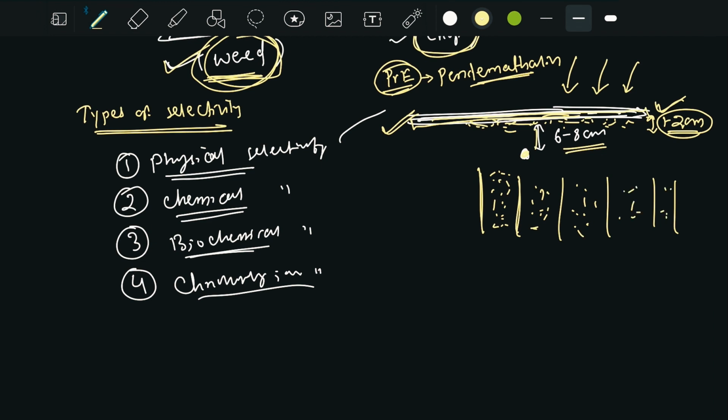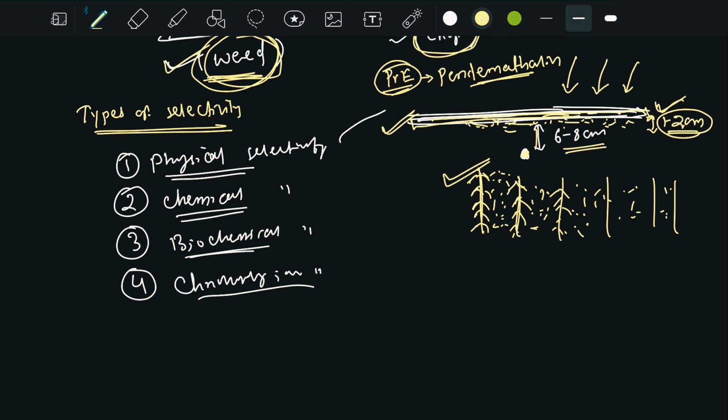So what we need to do, if we are covering these crop plants with certain polythene cover or maybe any protective structure, and again we are applying the herbicide, there will be no drift hazard, and the herbicide will not get in contact with the crop foliage, crop canopy. So basically here we are physically protecting the crops from the herbicide's phytotoxic effect, and the weeds are exposed to the herbicide and they are being controlled. So this is another type of physical selectivity.